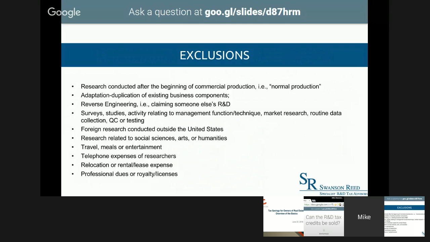And then the sixth bullet: research related to social science, arts, and humanities is disqualified because, like I said at the beginning of the briefing, this is a technology-based credit. It has nothing to do with liberal arts.